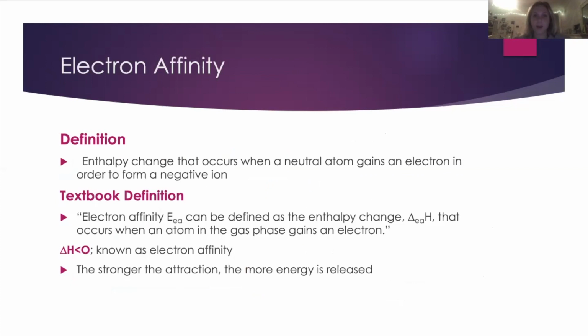Electron affinity. Electron affinity is the enthalpy change that occurs when a neutral atom gains an electron in order to form a negative ion, particularly in a gaseous state. Atoms prefer to have filled or at least half-filled shells, so the tendency of an atom to gain an electron to fulfill the octet rule also contributes to the definition of electron affinity.